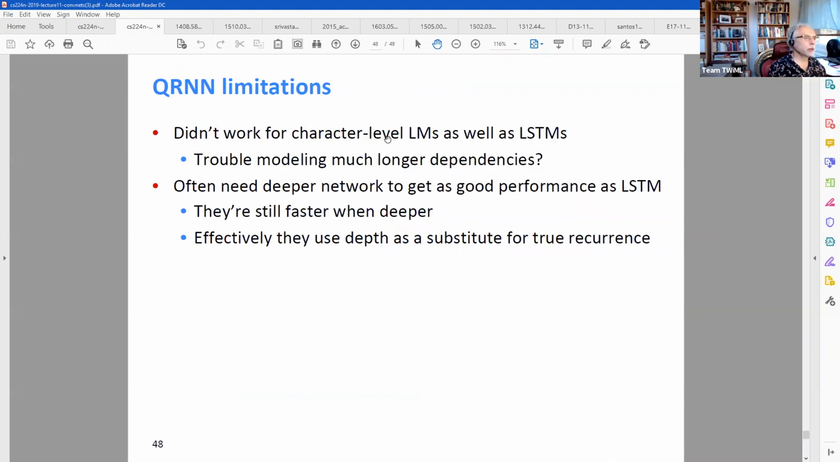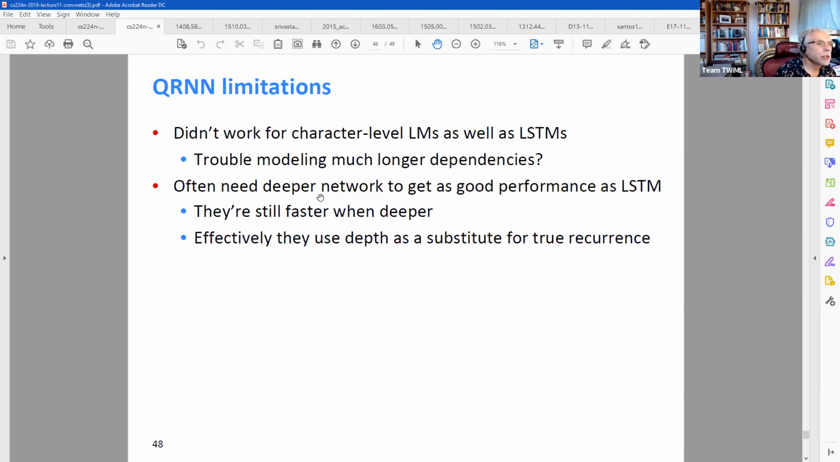Okay, limitations. It doesn't work as well as LSTMs for character level language models. It has trouble modeling longer dependencies. When they say longer dependency, they mean in a long sentence, capturing relationships between words at the beginning of the sentence and words at the end of the sentence. That's always the problem with these sequential models. It's hard to capture all the relationships in a long sentence.